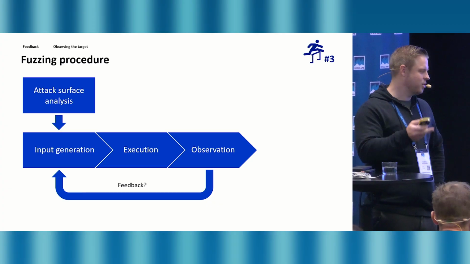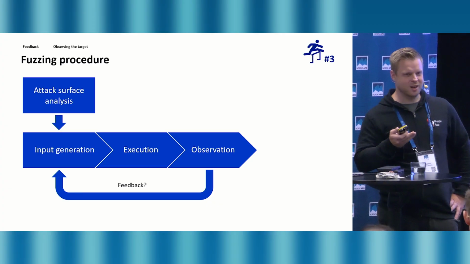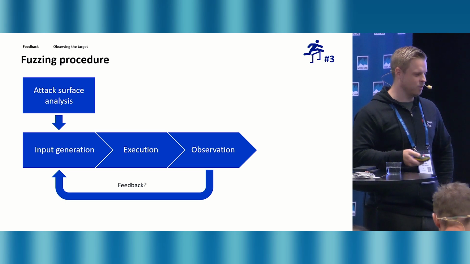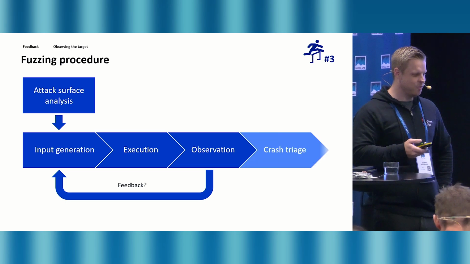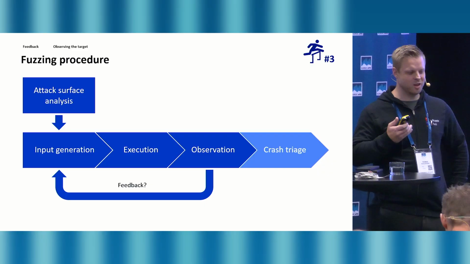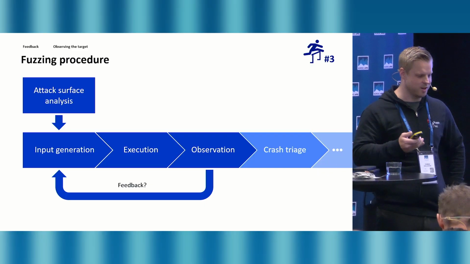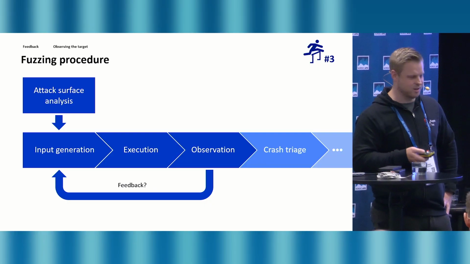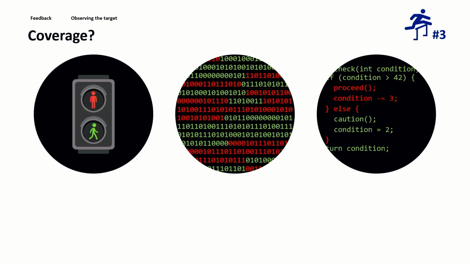And then use this information, for instance, as a form of feedback to generate new inputs in the following stages. If we find crashing inputs or bugs, we can triage those crashes and do follow-up steps like exploiting or patching the issue at hand. So how can we make it smarter?